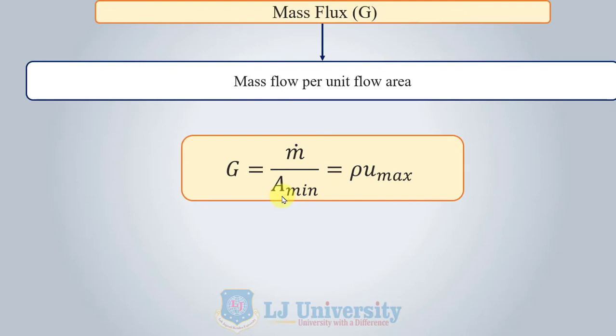Here m dot is the mass flow rate, which is kg per second, and area is meter square. So the unit would be kg per second meter square. So we can write it is equal to density into velocity. The unit of density is kg per meter cube and velocity is meter per second. So it will become kg per meter square second. So we can write m dot divided by A min is equal to density into velocity, which is U max.